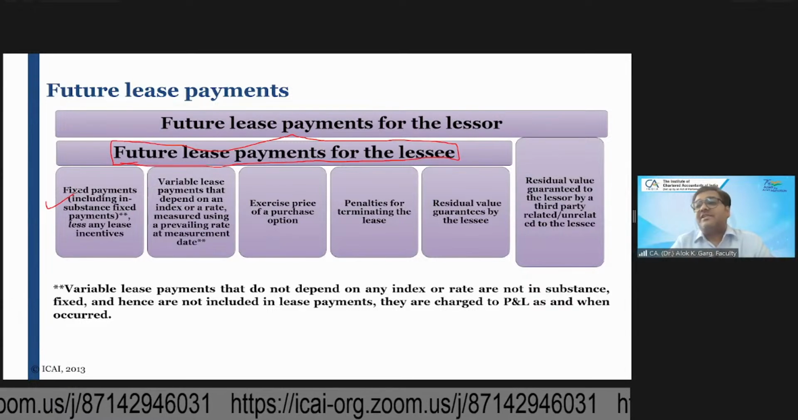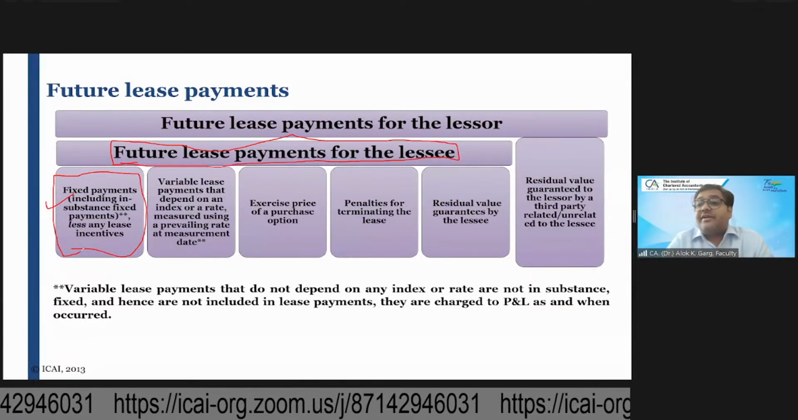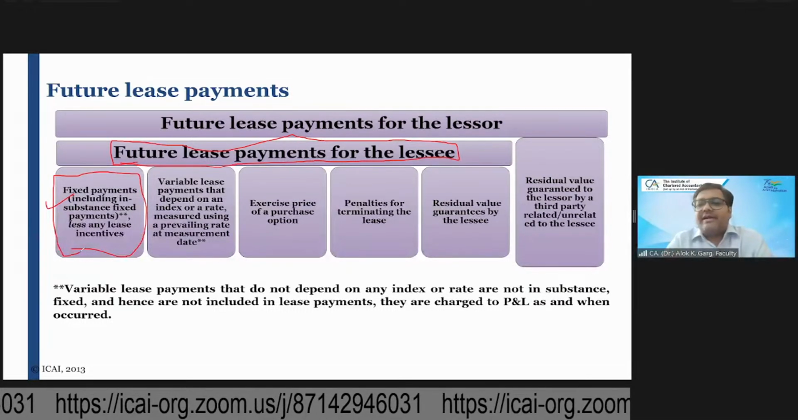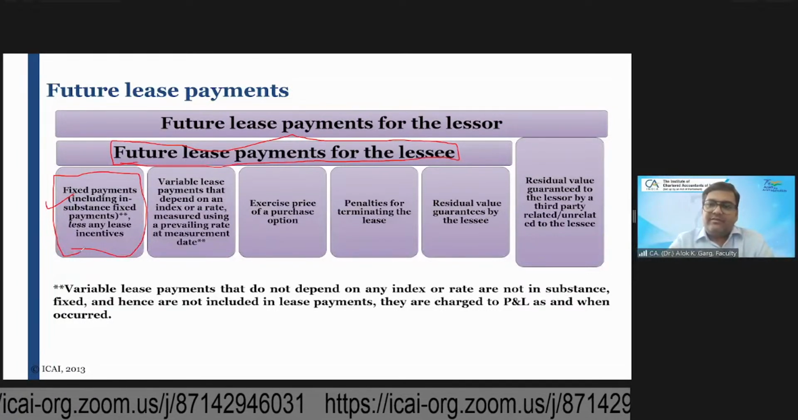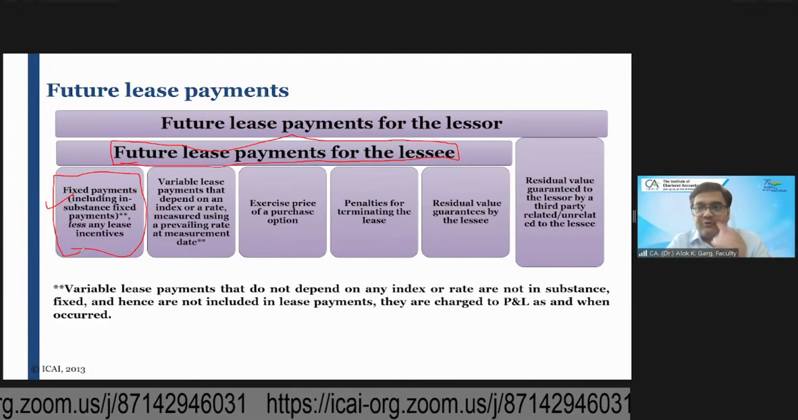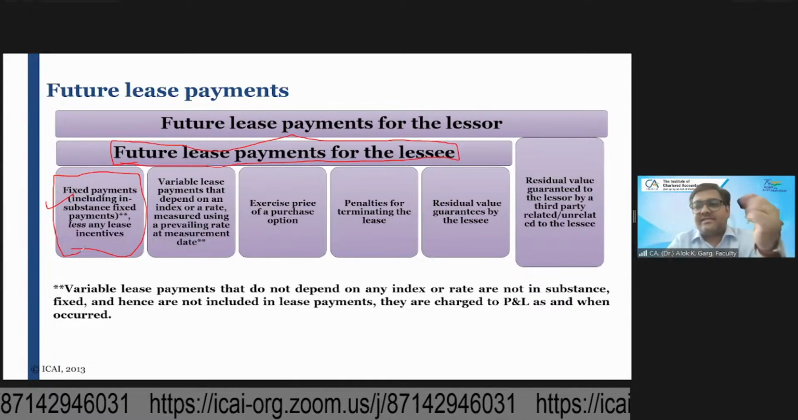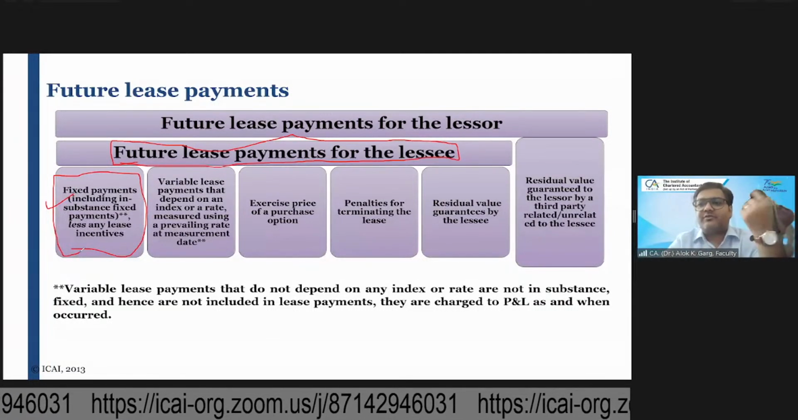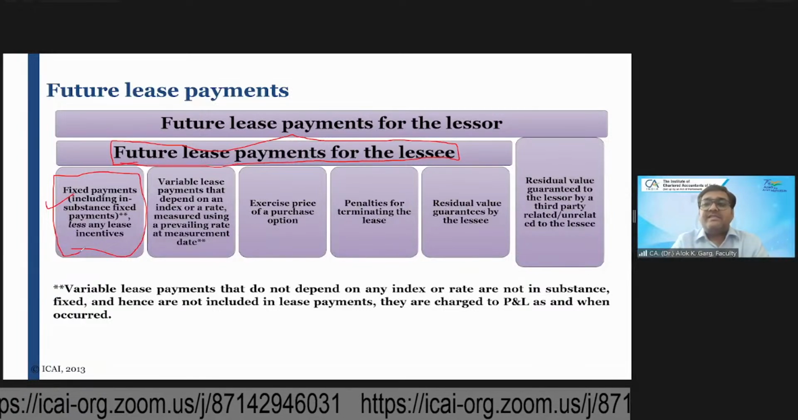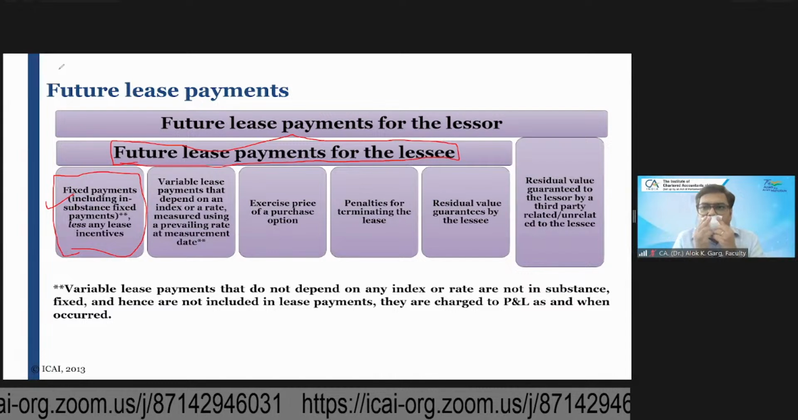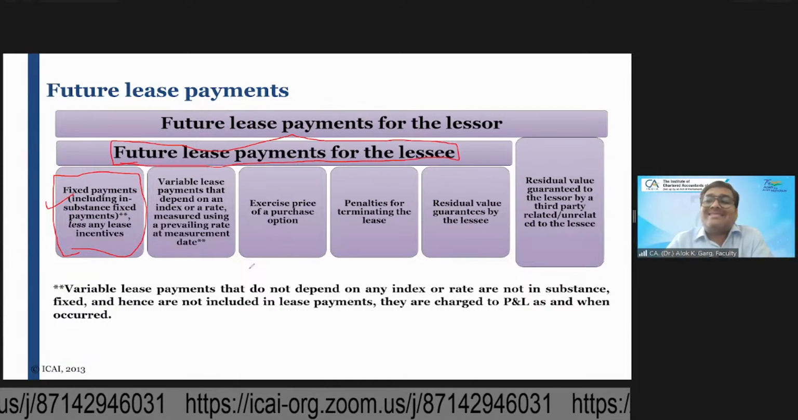Fixed payments, including in-substance fixed payments, less any lease incentive which is given by the lessor. Let's say a rent free period. A rent free period is a zero rent period, so you're not required to consider any lease rent for that period. Or the lessor is giving you a discount. The lessor is saying that in the initial 2 years, I'll give you 20% discount. The lease rental is, let's say, 50,000 rupees, but I'll give you 20% of that, 10,000, as a discount. You have to pay me 50,000, and I have to refund you 10,000 rupees every month. This is what the lessor is telling the lessee. So: fixed payments, including in-substance fixed payments, less any lease incentive.